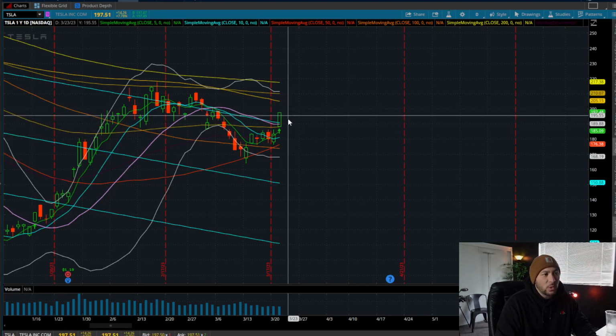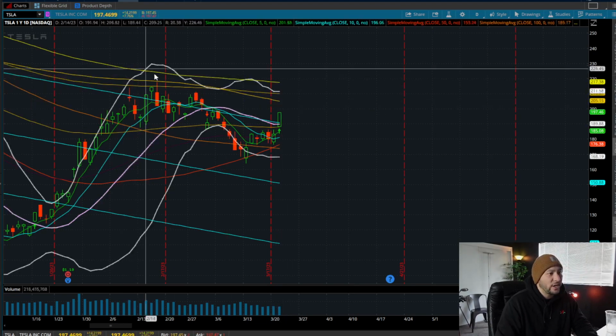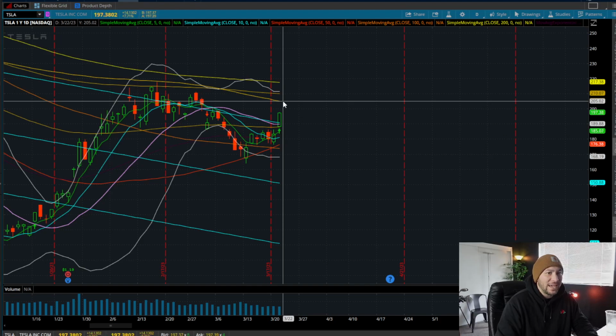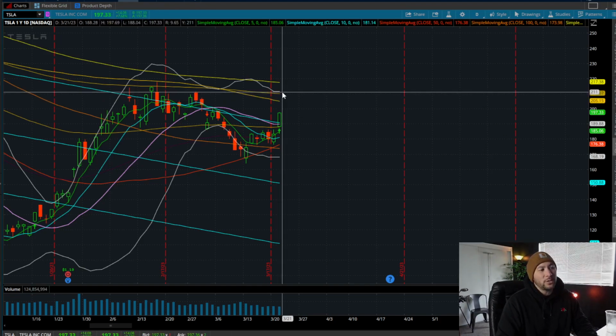But if it does want to chop around here, that's completely fine. You have to look at the chart here. We are trying to break out. So I would expect a little bit of a high here into the 205, even 210 within the next week to come. That would tell you that the market is very, very strong here.